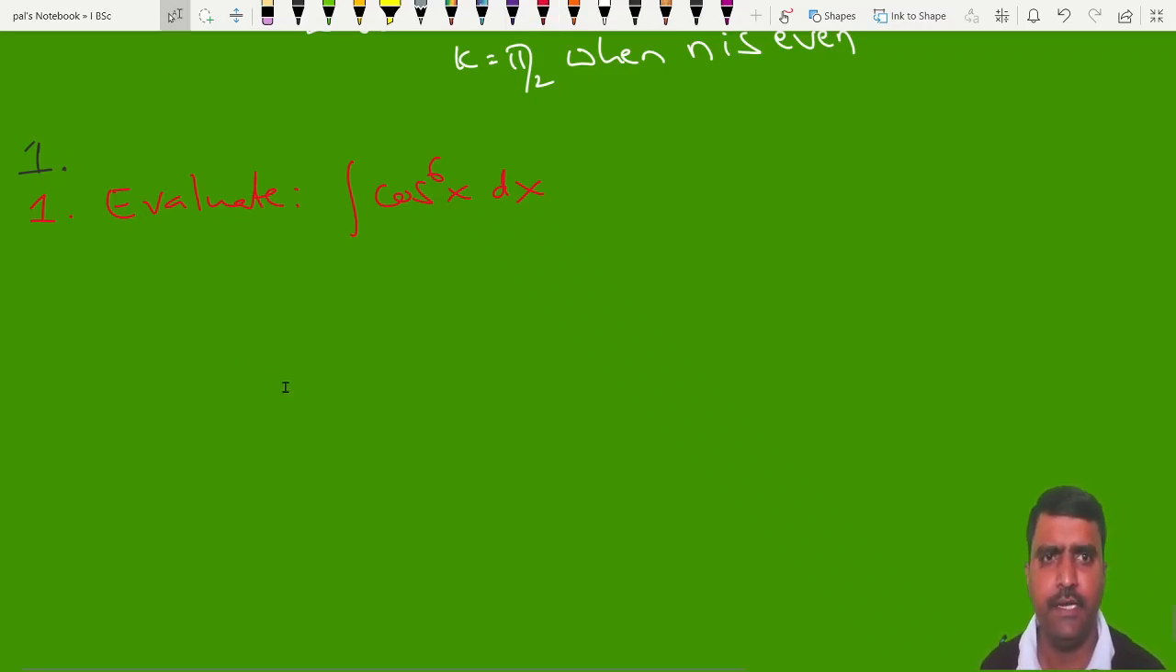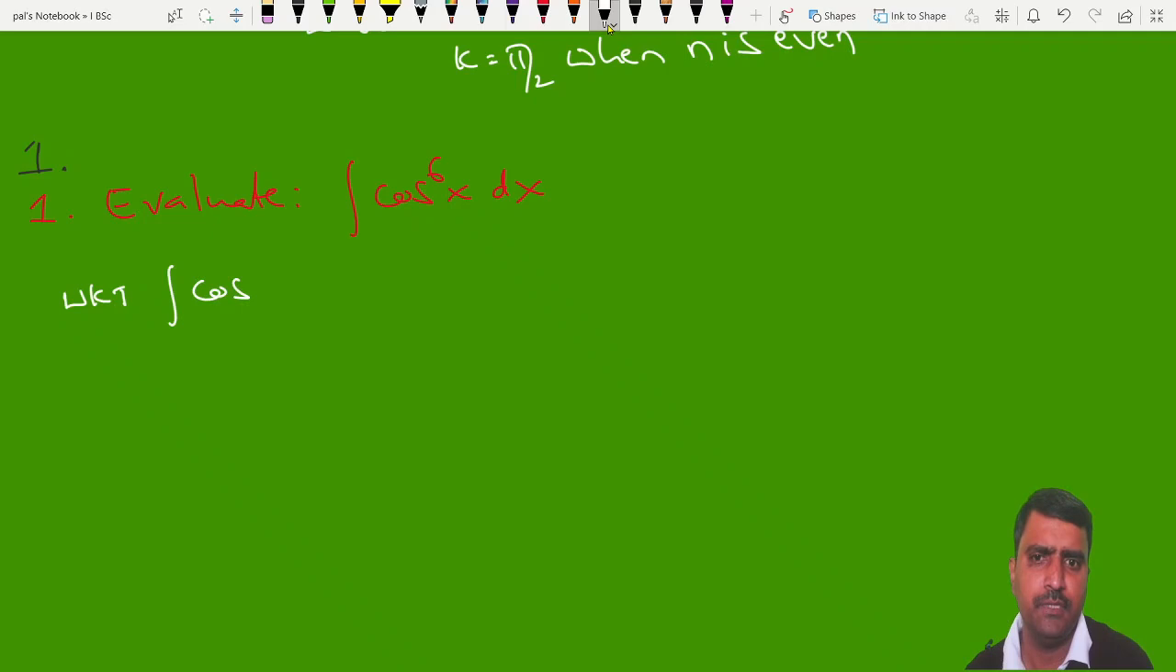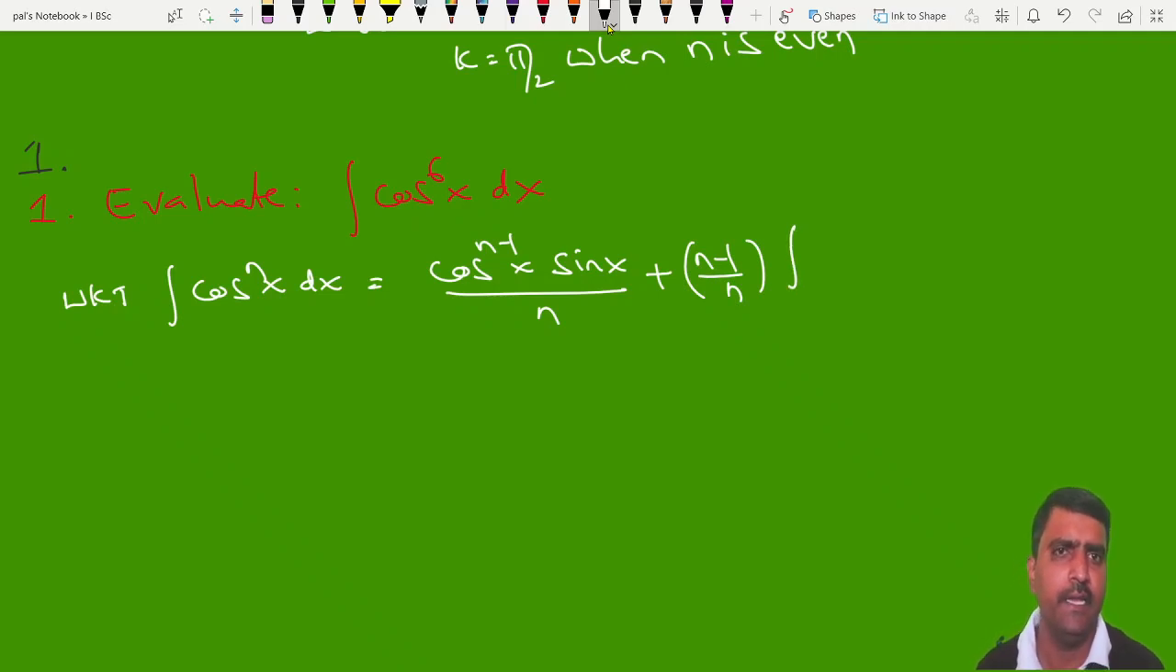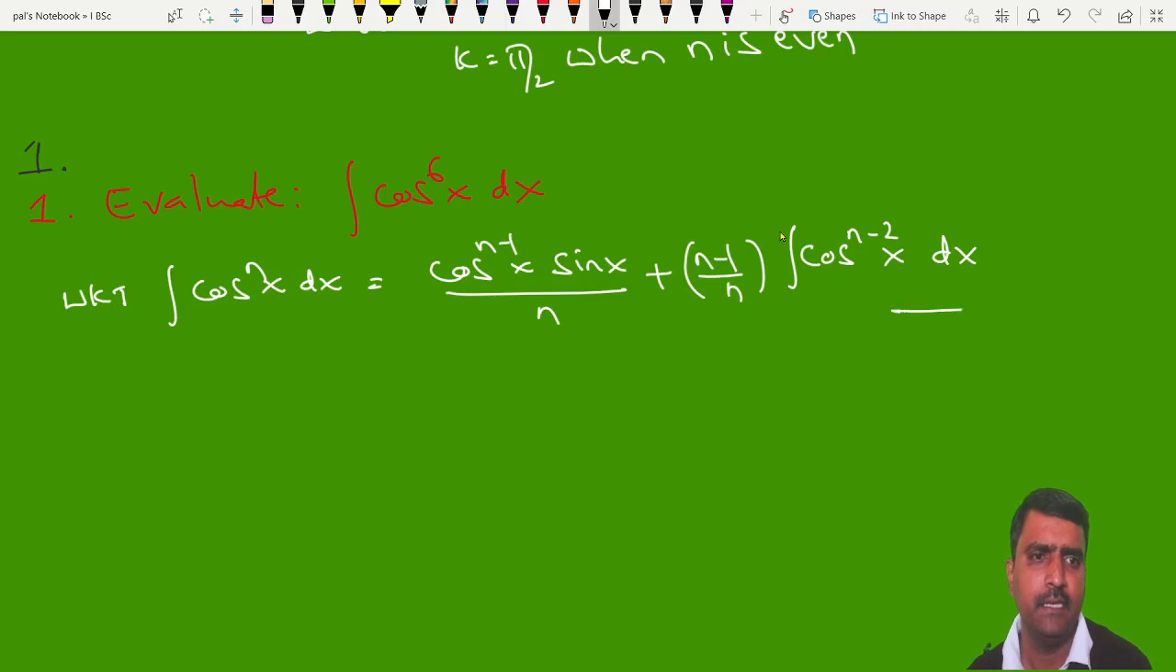Okay, so to evaluate this one, first we know that the integration of cos to the power n x dx is equal to cos to the power n minus 1 x sin x divided by n plus n minus 1 by n into the integration of cos to the power n minus 2 x dx. You don't have to write the integral sign separately. You can take this as expression 1.